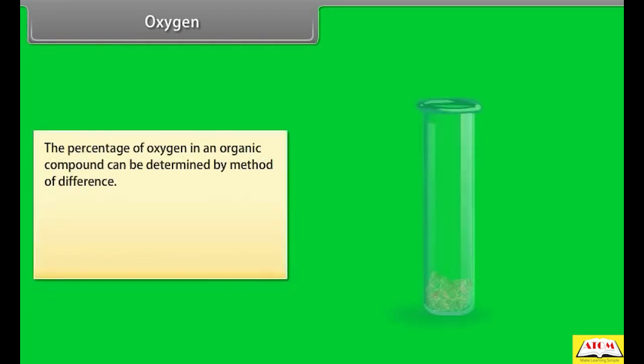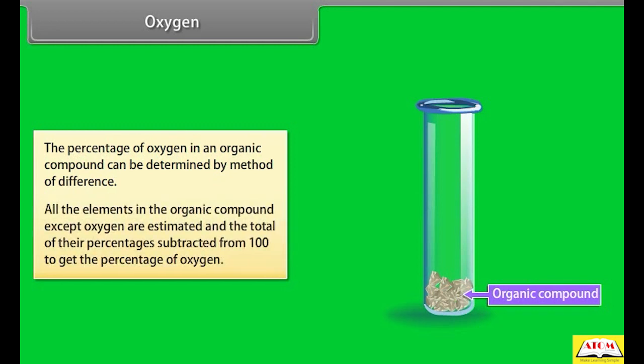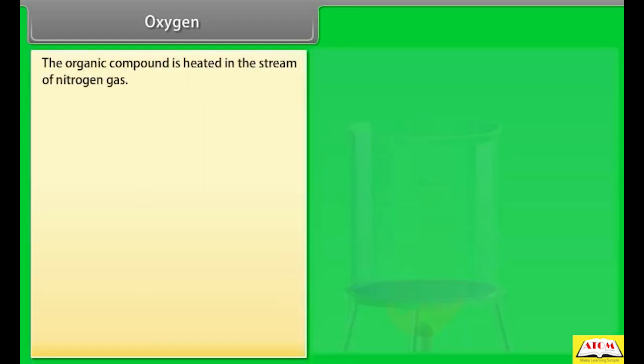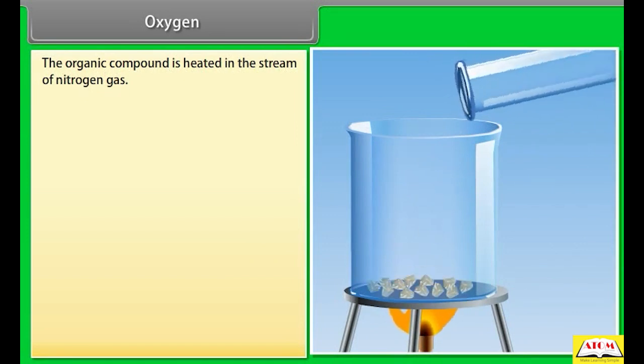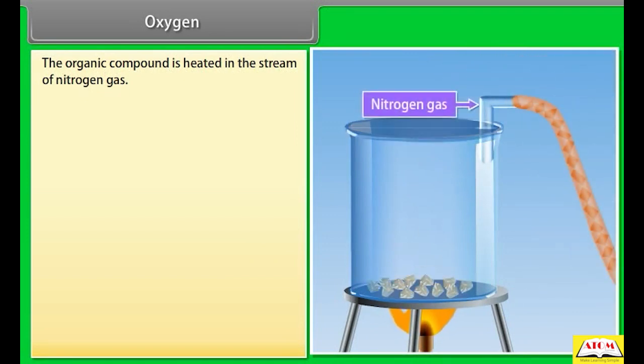Oxygen. The percentage of oxygen in an organic compound can be determined by the method of difference. All the elements in the organic compound except oxygen are estimated and the total of their percentages is subtracted from 100 to get the percentage of oxygen. The organic compound is heated in the stream of nitrogen gas.